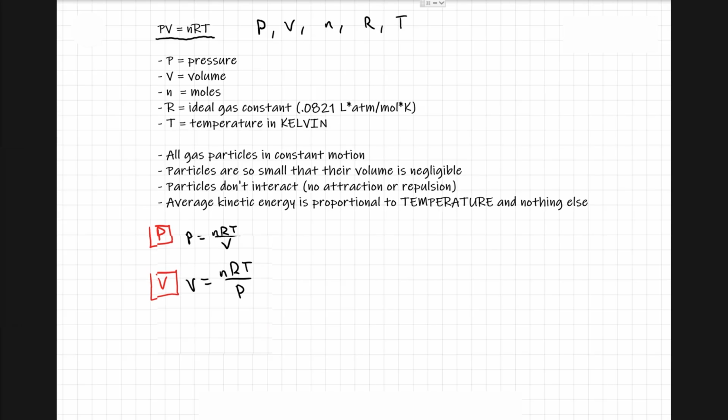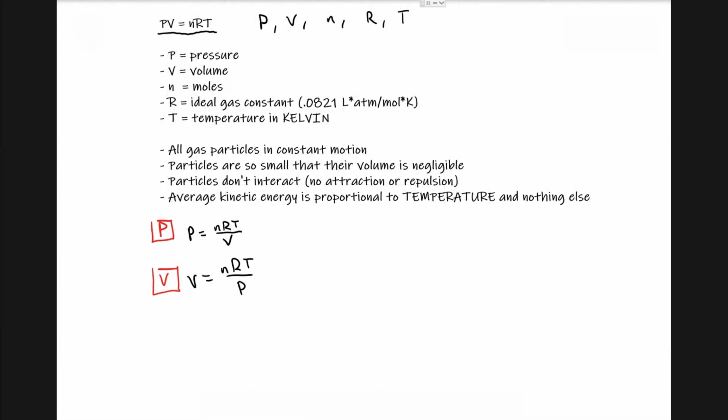Next up, let's go ahead and solve for number of moles. So as with anything else, you just go ahead and write the ideal gas equation, PV equals nRT. What we're going to do here is divide both sides by RT, and that isolates n. So we're left with n equals PV over RT. There we go. That's solving for n.